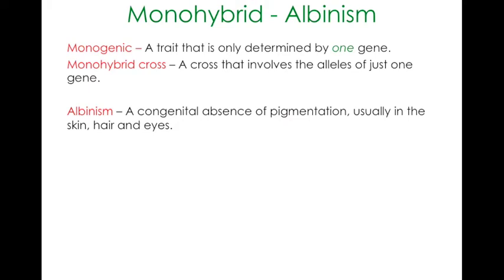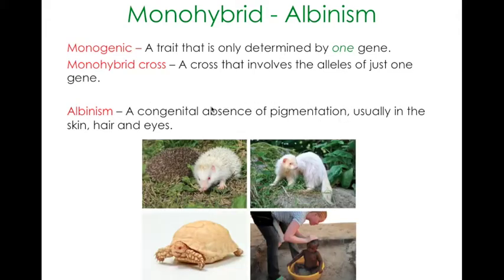So albinism is the congenital absence of pigmentation, usually in the skin, the hair, and the eyes. Now, congenital meaning at birth, absence means they are lacking in pigmentation. So here's a few examples of animals and people that are lacking in pigmentation. There's your little hedgehog, there is a ferret, a tortoise, and also an African woman who's an albino, but has a normal pigmentation child. Okay.